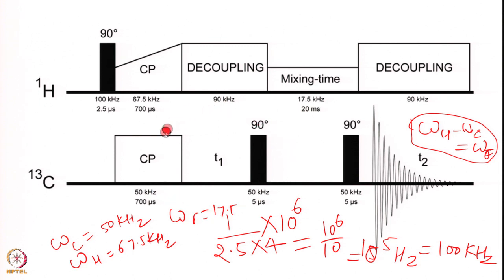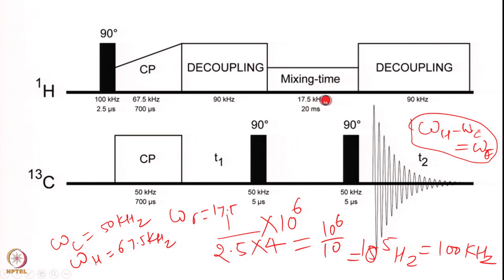We are back on carbon, we are doing the t1 encoding of the frequency here on carbon while applying a decoupling. So decoupling power is 90 kilohertz, this is called high power decoupling, and TPPM is one of the pulse sequences that we discussed in the last slide. So applying this 90 kilohertz, we are decoupling protons while encoding on carbon. And then we are applying here again a 90 degree pulse on carbon of 50 kilohertz, whose duration is about 5 microsecond. During this time, we are mixing the carbon-carbon polarization, the magnetization, for about 20 millisecond. So this can be done without this pulse or it can be done with this pulse. If we are doing it without this pulse, that is PDSD. If you are doing this pulse, that is called DARR.